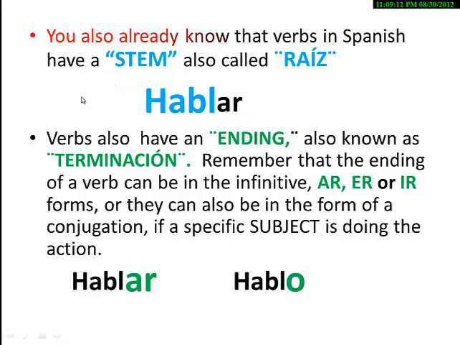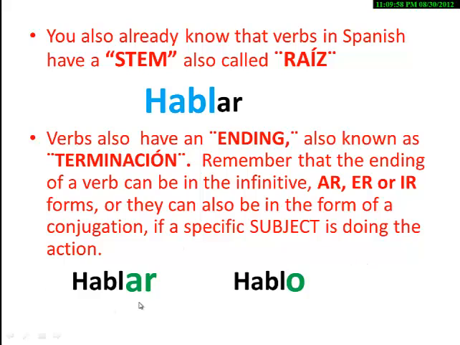Now, you also know already that verbs in Spanish have a stem, which is also called la raíz. If we look at the verb hablar, habl is going to be our stem, or the raíz. And verbs have an ending, also known as the terminación. The ending of a verb can be in the infinitive, as in AR, ER, or IR forms, or it can also be in the form of a conjugation, meaning a specific subject is doing the action.